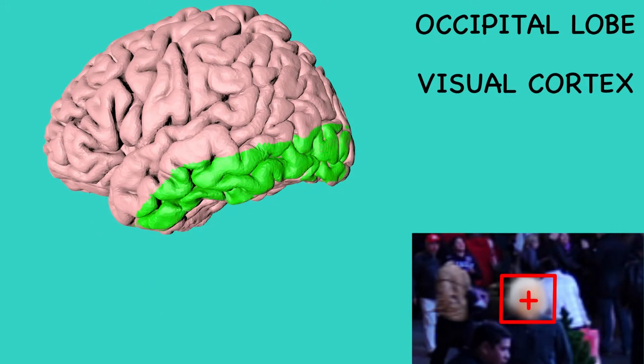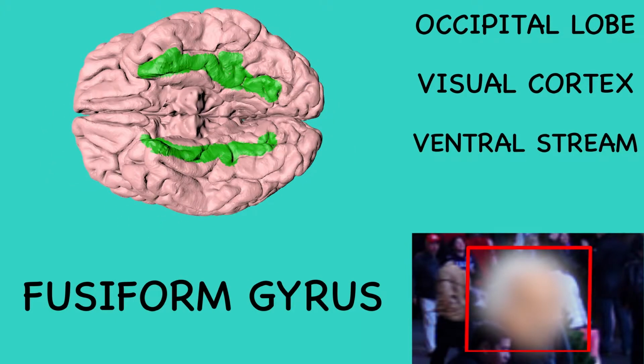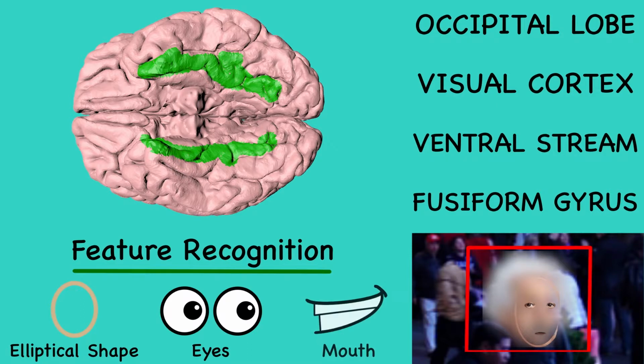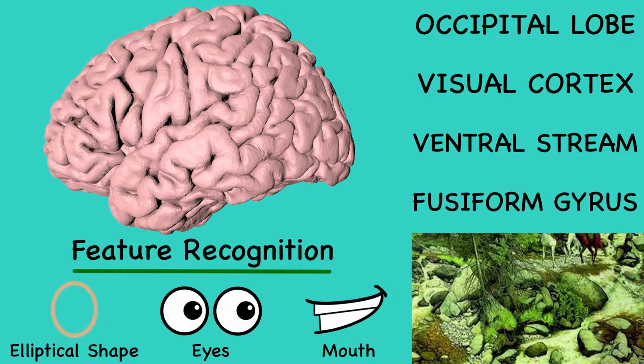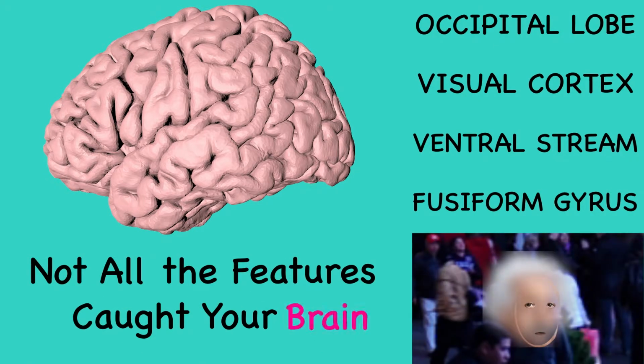From here, neurons fire the object's visual information as electrical signals along the ventral stream. At the fusiform gyrus, the object is recognized as a human face based on certain distinct features, such as the shape, the eyes, and the mouth. This is why you may have only identified a few faces from the game, because not all the features caught your eye, or shall I say, caught your brain.